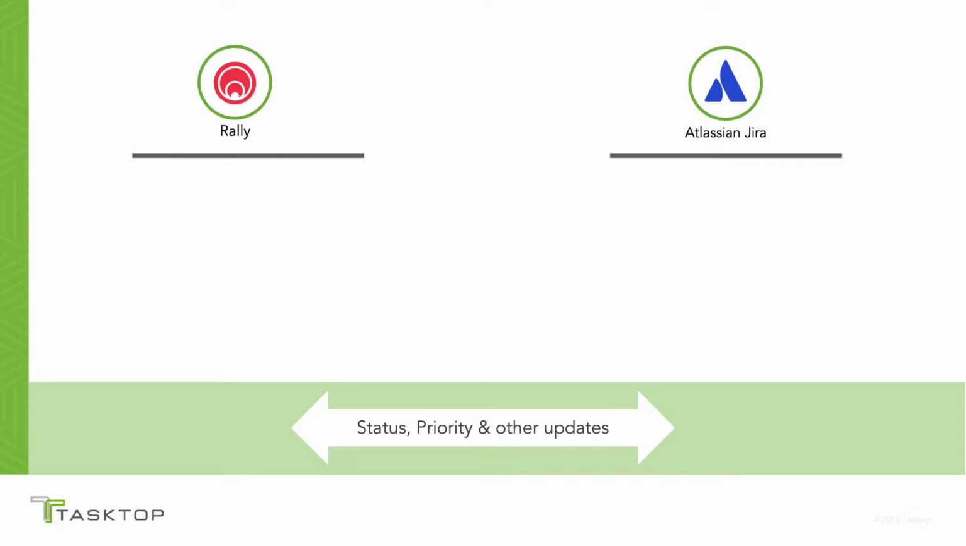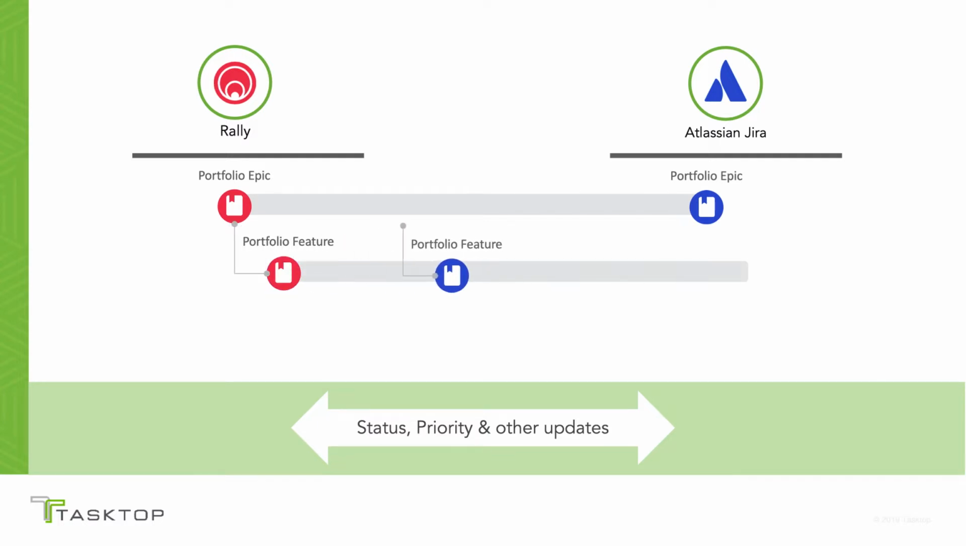So in the demo I'm about to show you, we are going to look at an integration for a company building a mobile video streaming application. When a user creates a portfolio epic in Rally, Tasktop will flow the portfolio epic over to Jira as an epic under a specified project. We will do the same with a portfolio feature as well.